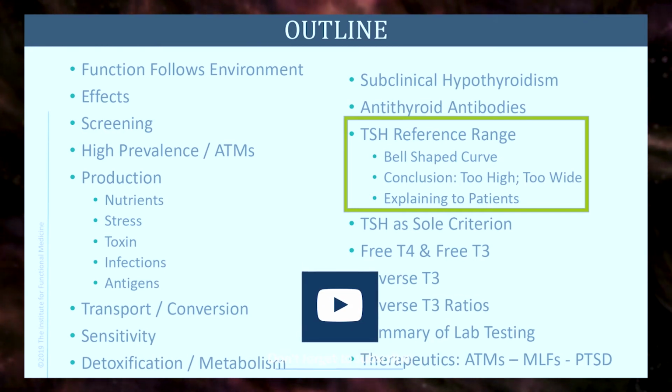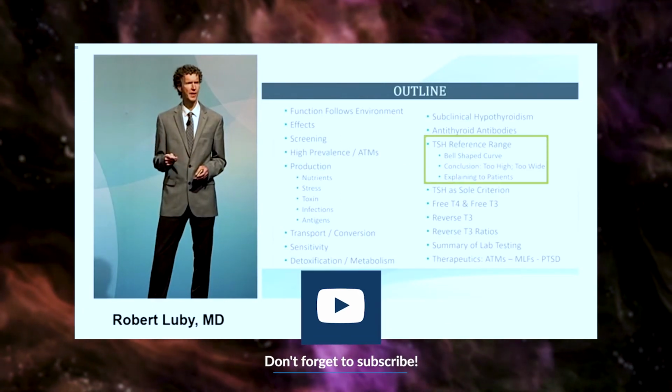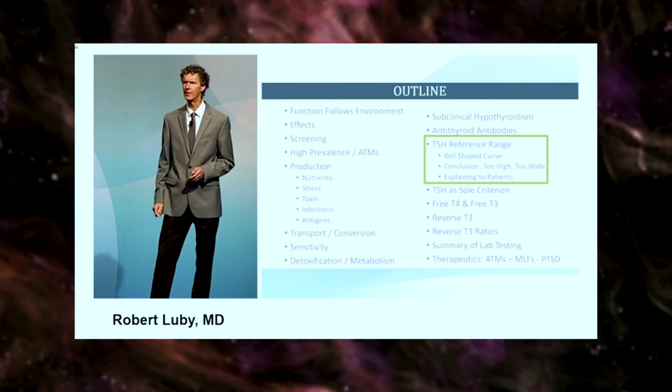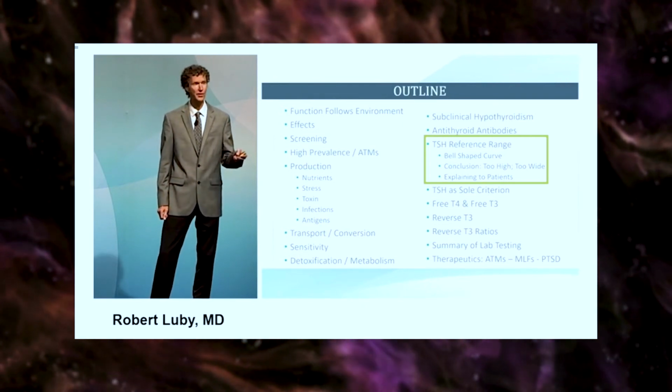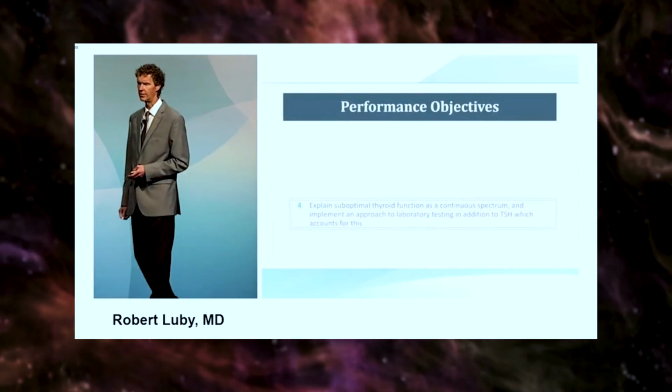And does it mean that sometimes a TSH test can be normal, and yet you still need to address the patient's thyroid function because maybe it's not optimal for them? How would you explain that to your patient? Your test is normal, but we still probably should do these things. Okay, so this gets at our fourth performance objective.